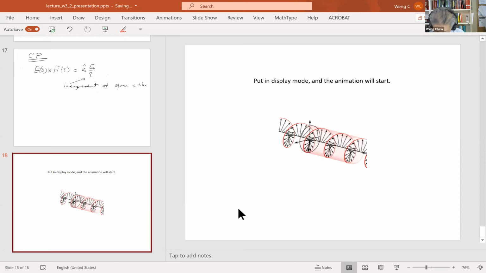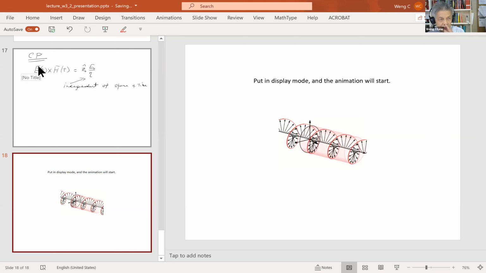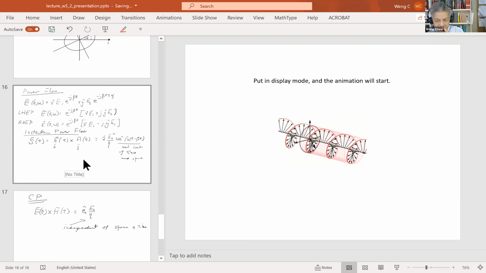Okay, are there any questions before we quit for this lecture? I don't have time to work out some of the details, but you can read the lecture notes. You will see that for circular polarization, the instantaneous power is always independent of time, whereas for linear polarization, it is dependent on time. Okay, any questions?